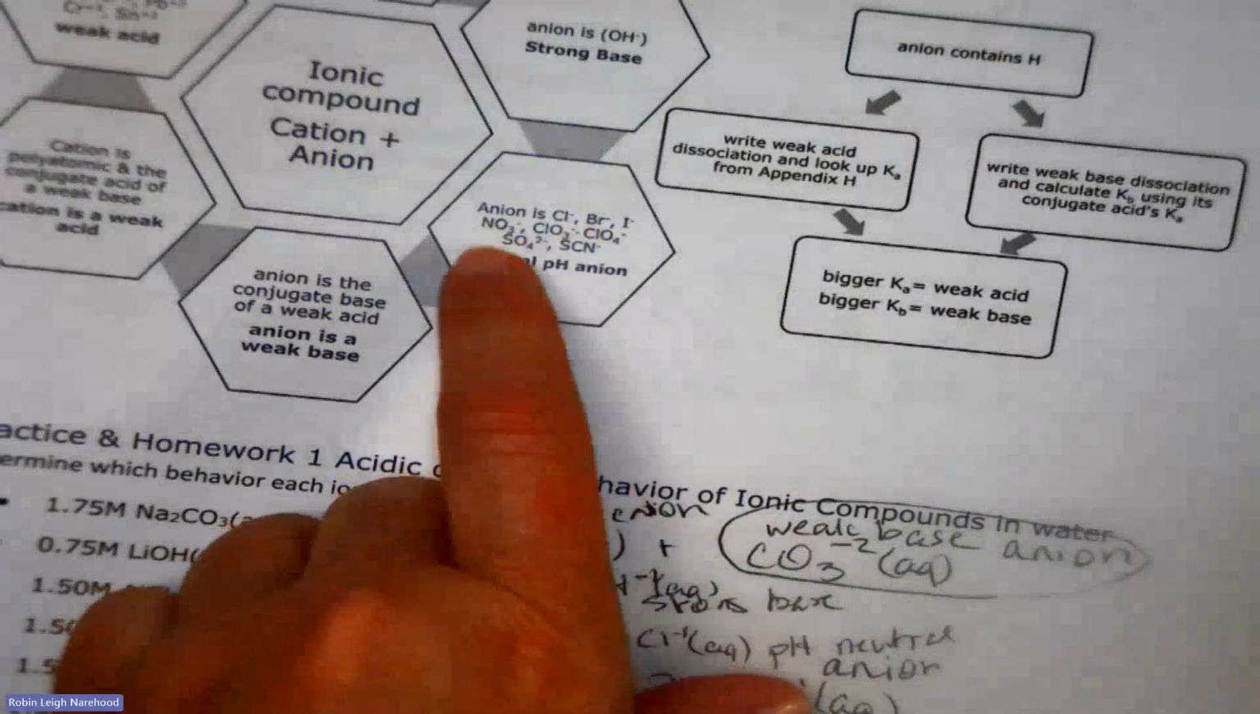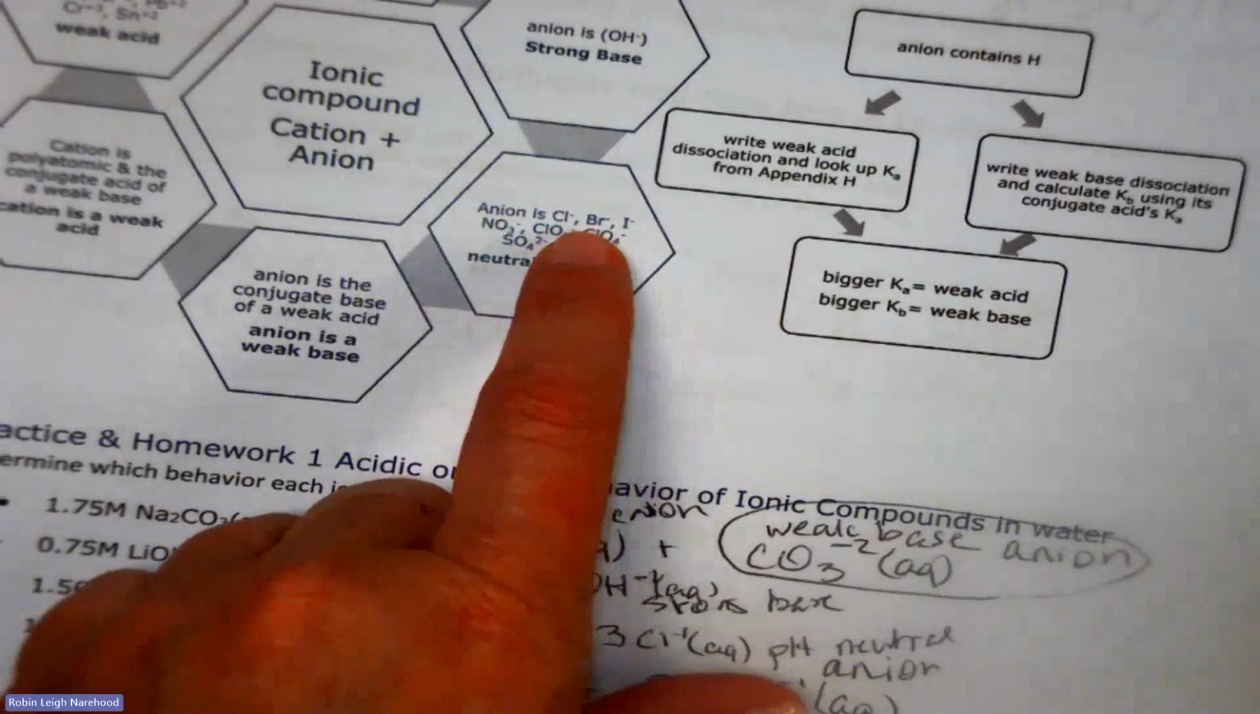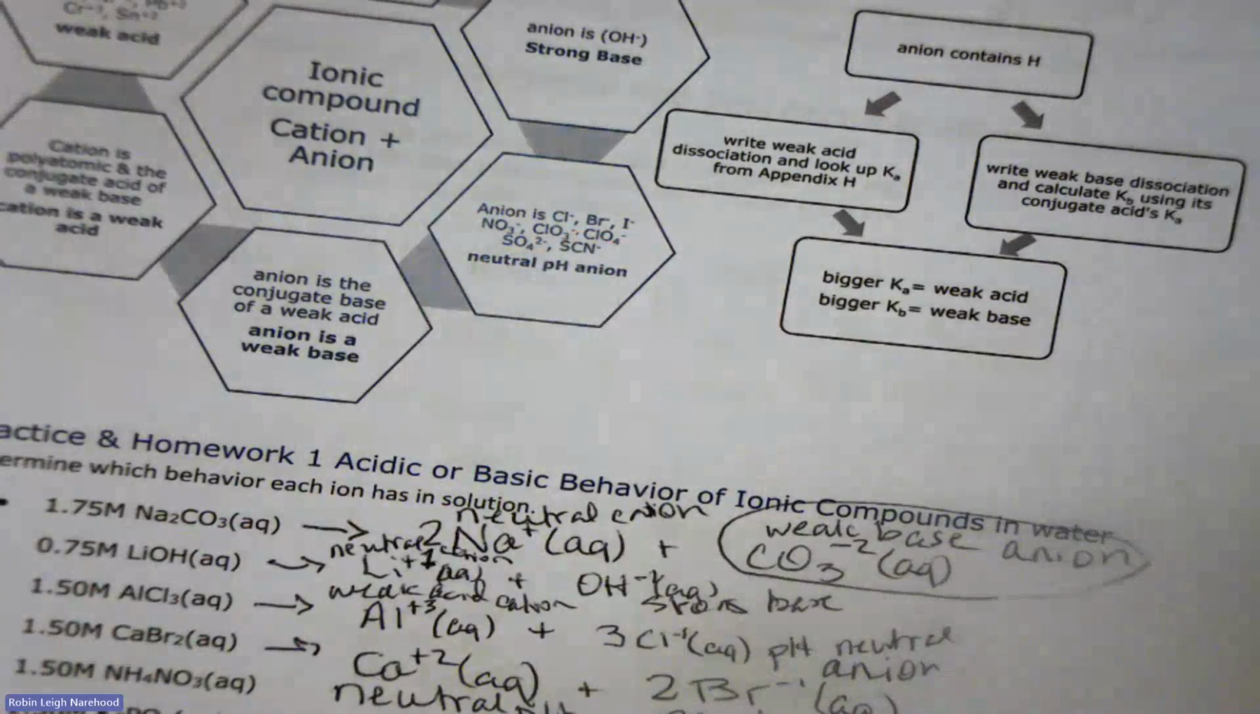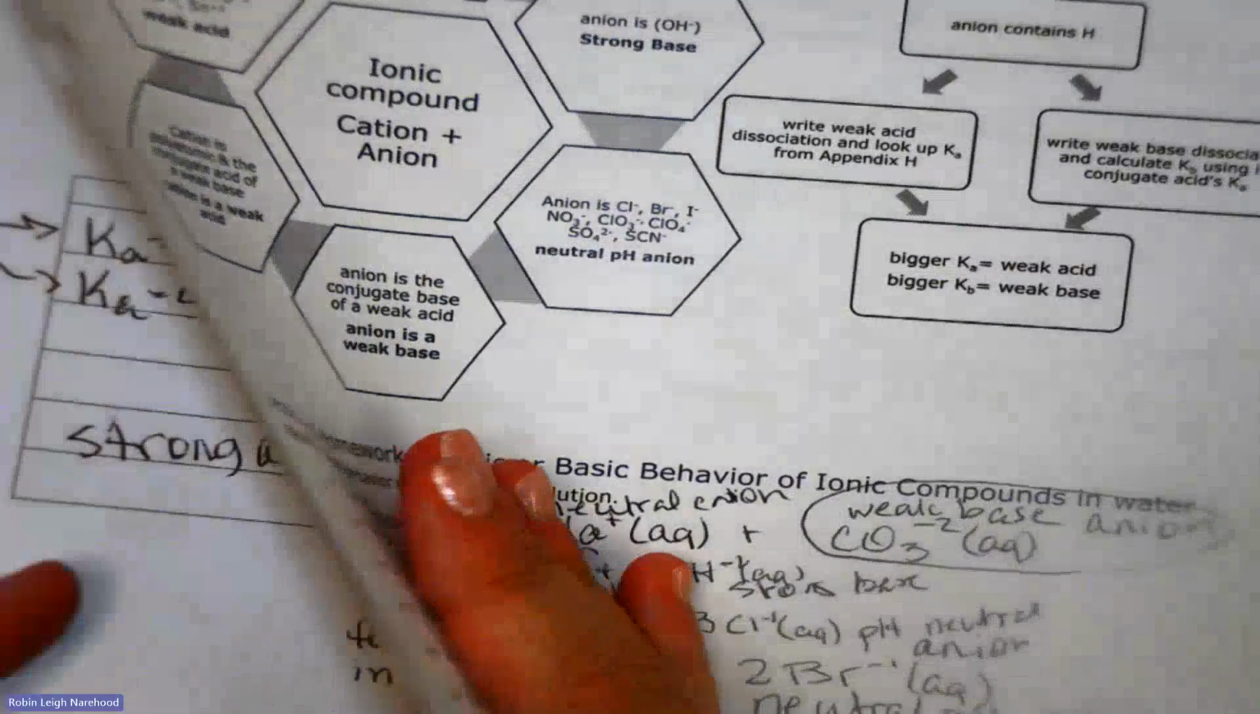The reason that these ions are neutral pH is because every single one of them is the conjugate base of a strong acid. So if you dissolve chlorides or bromides or iodides, they're not going to be able to pull a hydrogen off of water because they would form a strong acid. That's why they have no effect on pH.